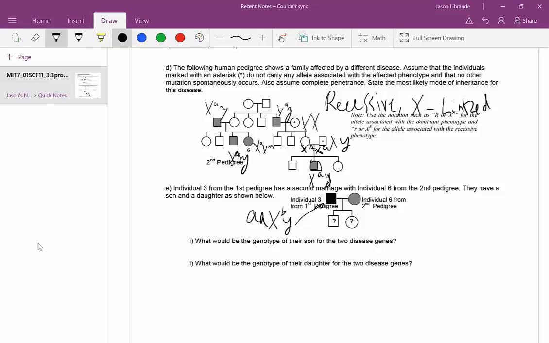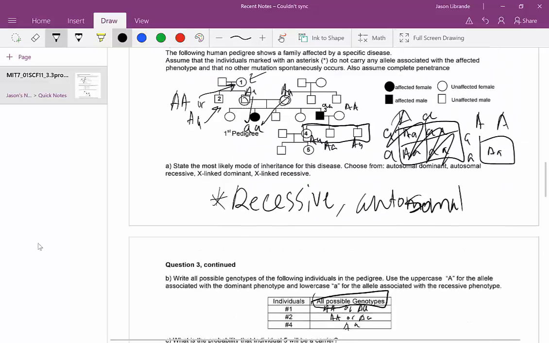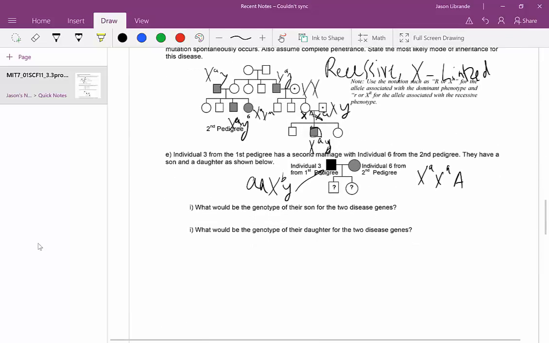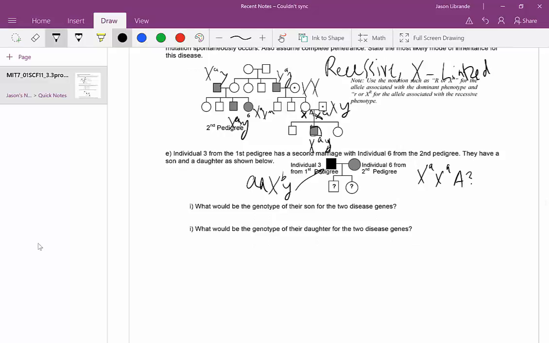And we're looking at individual 6. We're saying this is X-linked recessive. So we know they're X lowercase a, X lowercase a. And we're going to say they're not affected by the black disease. And let's see if it gives any hints. So it doesn't say anything about that. So we're not quite sure what the second allele is going to be there. So it's kind of ambiguous.